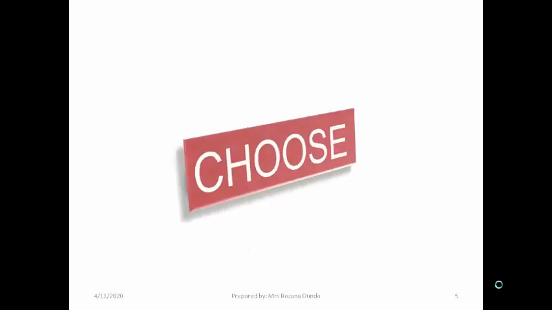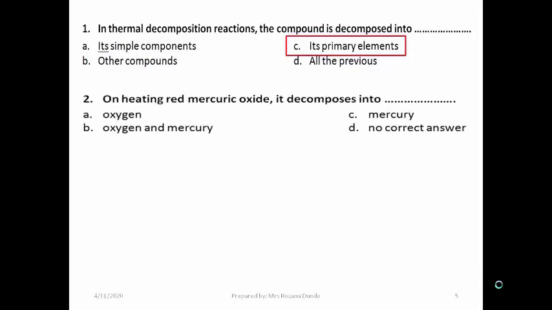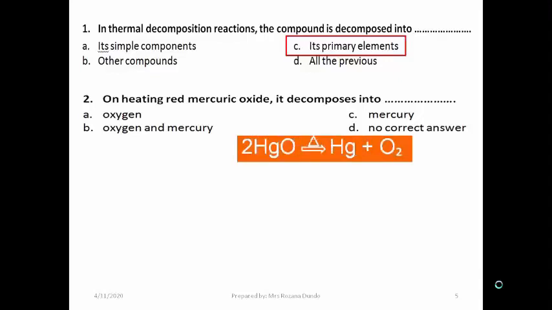Let's carry on with the next one, choose. Let's choose. In thermal decomposition reactions, the compound is decomposed into its primary elements. On heating red mercury oxide, it decomposes into, let's see the reaction, we have mercury oxide, which decomposes by heat into what? Mercury plus oxygen. So oxygen and mercury, B is the answer.